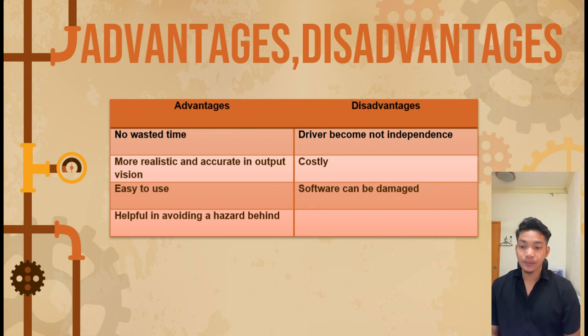Next, we will continue with the advantages and disadvantages of the automatic parking system in control systems. So firstly, the advantage is no wasted time. Secondly, more realistic and accurate in output vision. Thirdly, easy to use. And lastly, helpful in avoiding a hazard behind. For the disadvantages, the driver becomes dependent, it will be costly, and the software can be damaged.